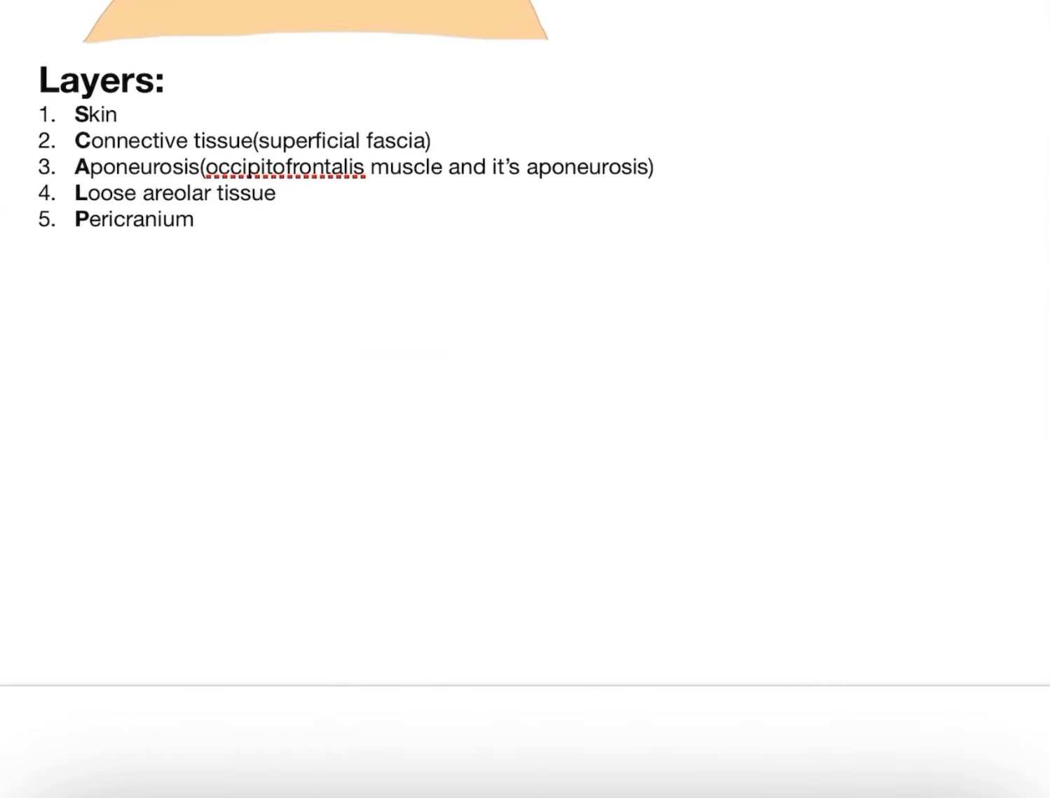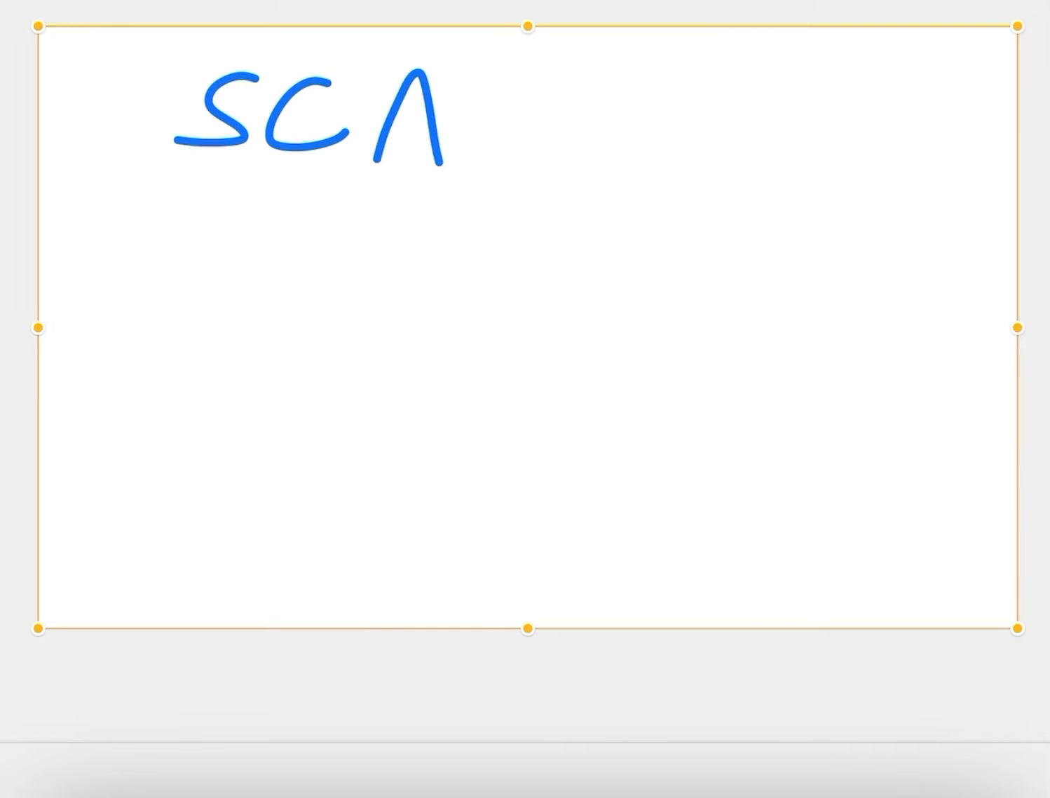Let's see the layers of scalp. SCALP itself is the mnemonic to remember the layers of scalp. S stands for skin, C stands for connective tissue, A stands for aponeurosis, L stands for loose areolar tissue and P stands for pericranium. Let's see them.